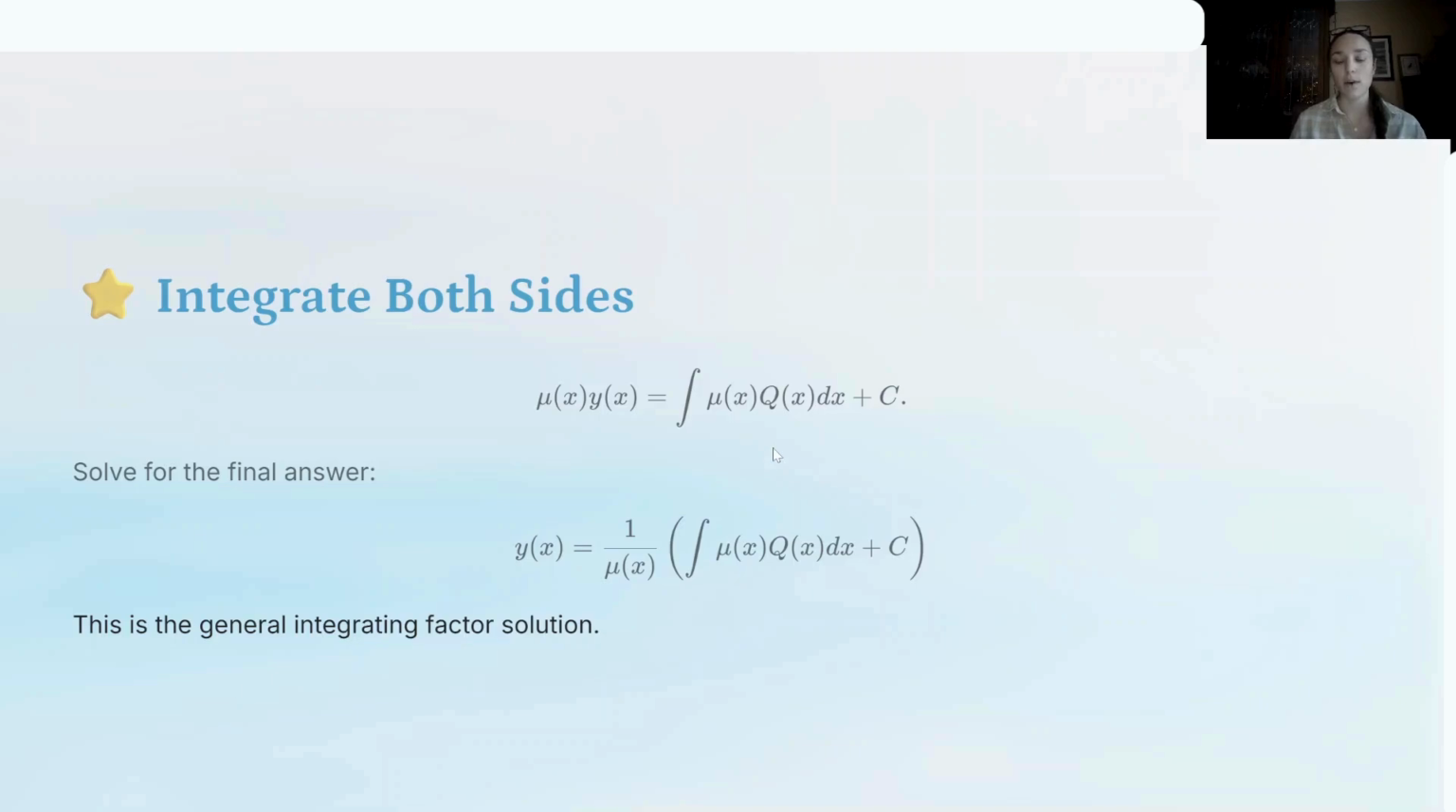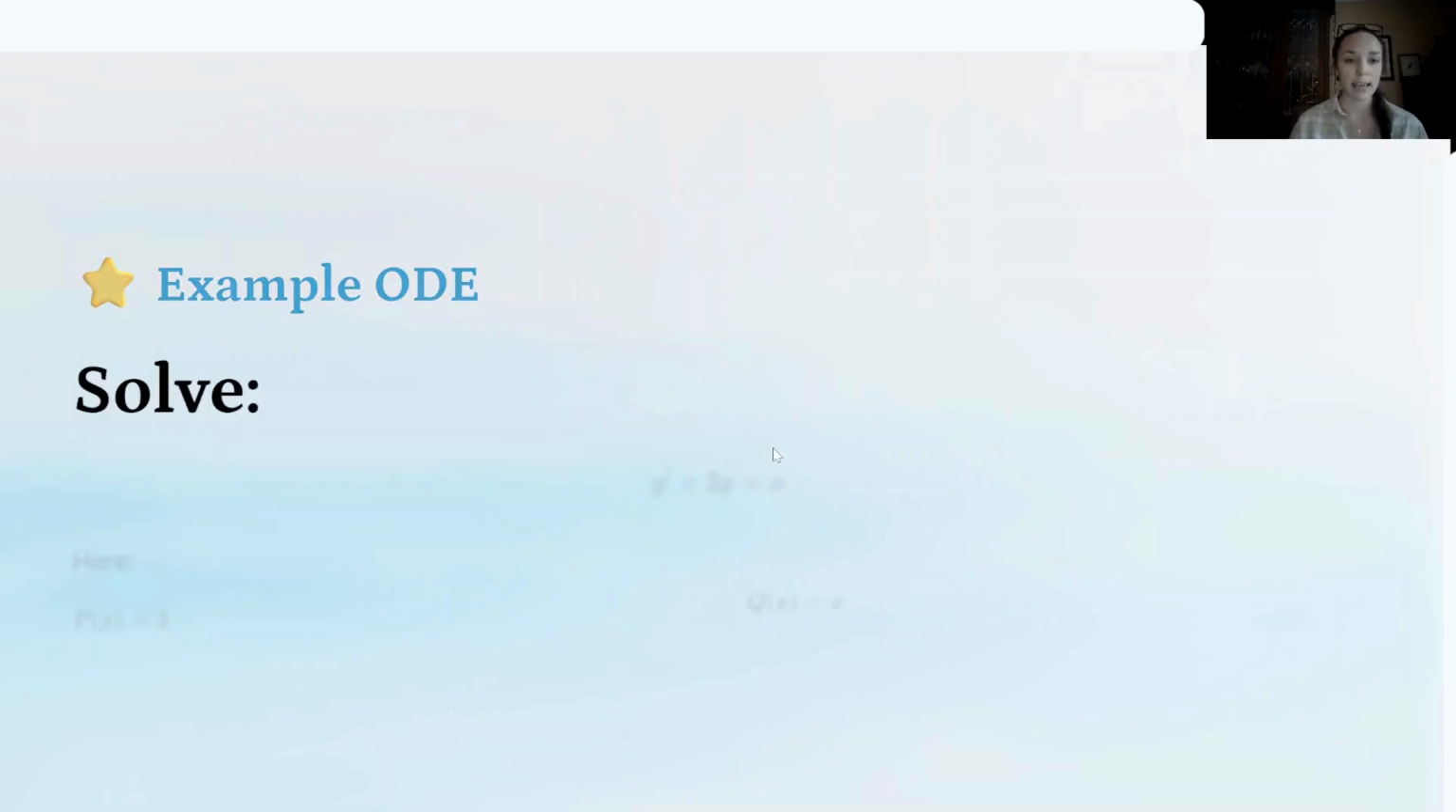You can go ahead and use this formula anytime you have first order linear non-homogeneous ODEs, and just recall that mu equals e to the power of the integral of p of x, like we showed before. So here's an example.